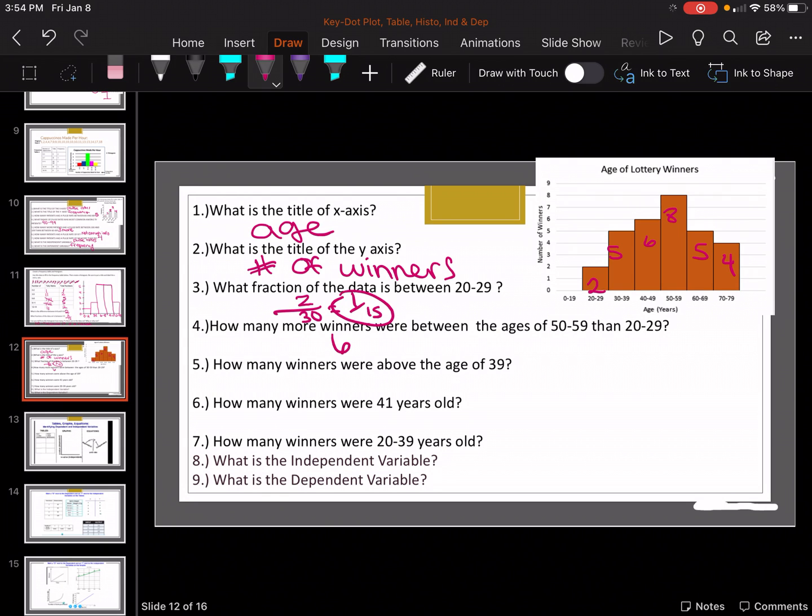How many winners were above age 39? So we just need to add those. 6 plus 8 plus 5 plus 4 gives me 23. How many were 41? Not enough information. And how many from 20 to 39? So we need to combine those, and that would be 7. The independent is the age, and then the dependent would be the number of winners.